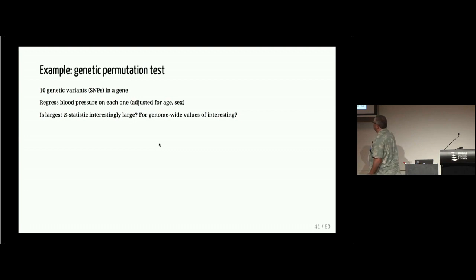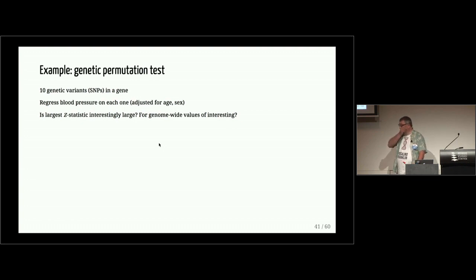Related, this is a very slightly simplified real optimization problem. We've got 10 genetic variants in a gene, so they're correlated. We want to do a regression of blood pressure on each of these one at a time and look at the largest Z statistic of the 10 and say what's the null distribution of the largest Z statistic of the 10. If they were independent, you could do this with maths and it wouldn't be too hard. But if they're correlated, you can't really do it with maths. You have to do it with simulation.